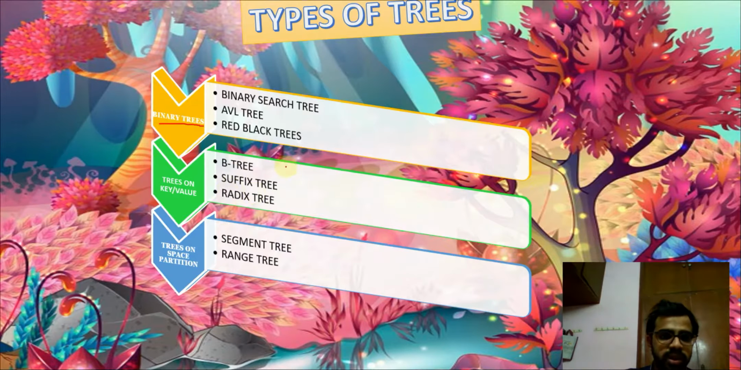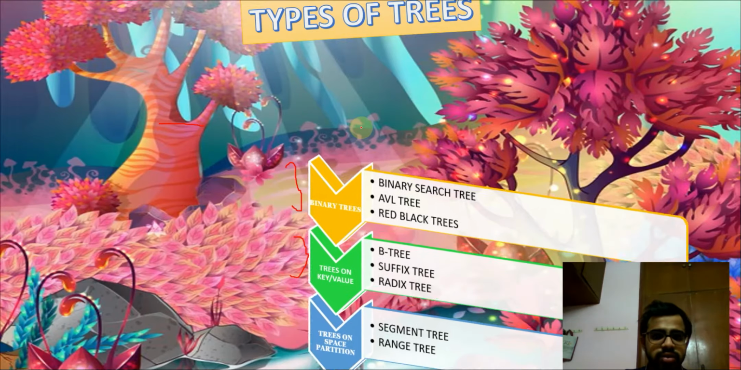So the time complexity decreases. Here we have B trees, suffix trees, and radix trees for that. And this is on space partition, so we have segment trees as well as range trees. But in this particular video, we'll be looking at binary trees and only binary trees, not even the search tree, AVL tree, and red black tree. That we will be posting soon. Okay, so let's go into it.